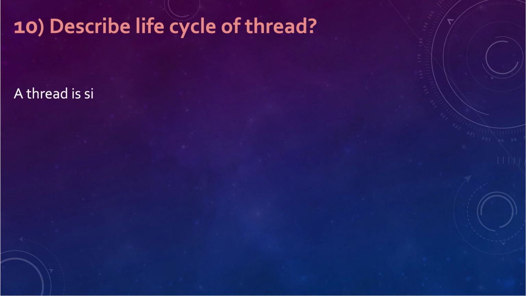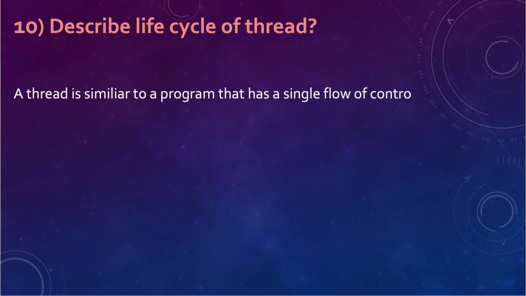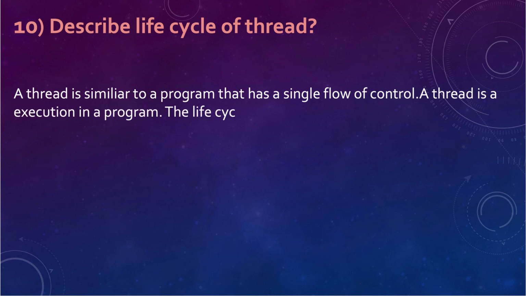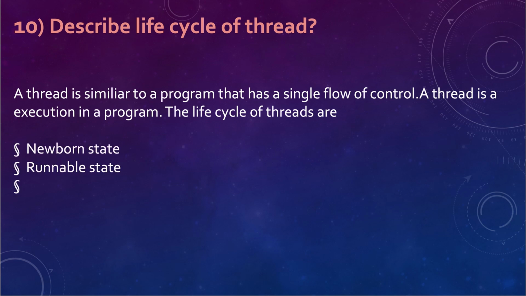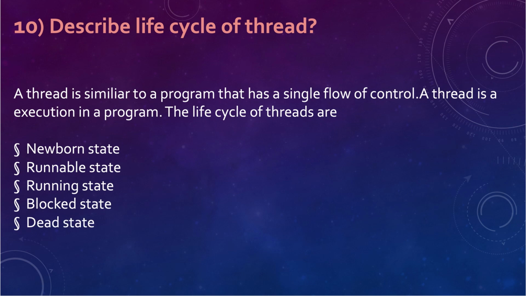Describe the life cycle of a thread. A thread is similar to a program that has a single flow of control. A thread is an execution in a program. The life cycle of a thread includes the newborn state, runnable state, running state, blocked state, and dead state.